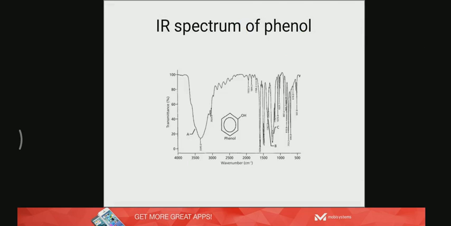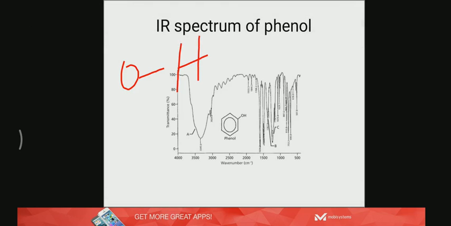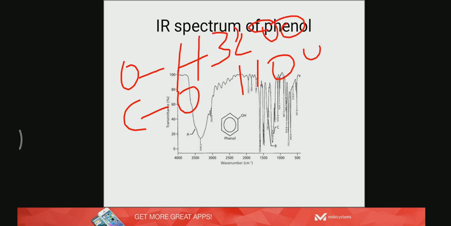See, when you compare alcohol and phenol, here also there is OH, and the OH frequency comes around 3400. Due to hydrogen bonding it will be coming below 3400, nearly 3200, etc. And there will be C single bond O around 1100. This is around 3200, and this comes around 1100, like that.